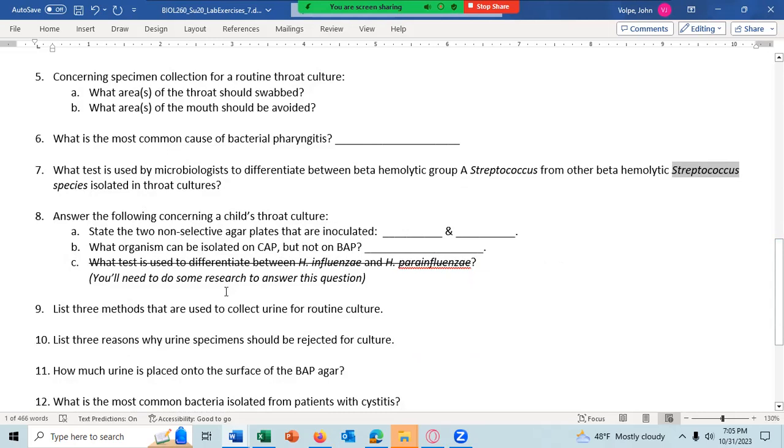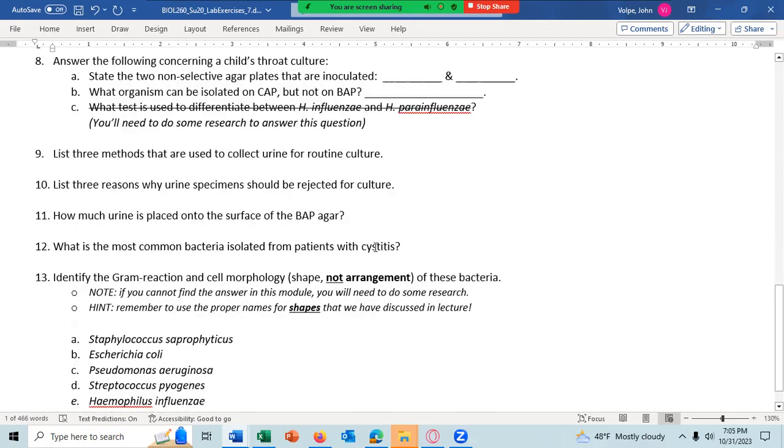9, list 3 methods that are used to collect urine for routine culture. And it should be one of the methods listed in the lab. 10, list 3 reasons why urine specimens should be rejected for culture. That's discussed in the lab. 11, how much urine is placed on the surface of the blood agar plate on a urine specimen? And 12, what is the most common bacteria isolated from patients with cystitis? That is a bladder infection. So list a species there.